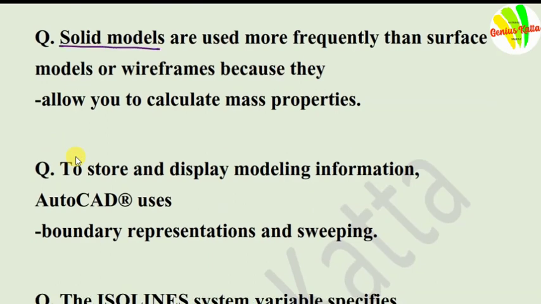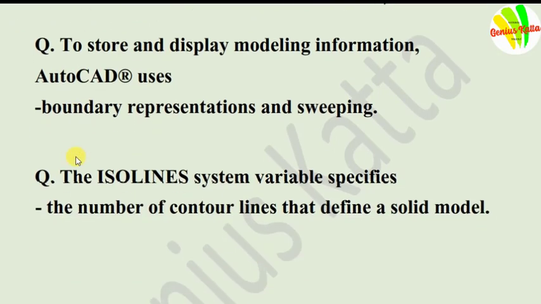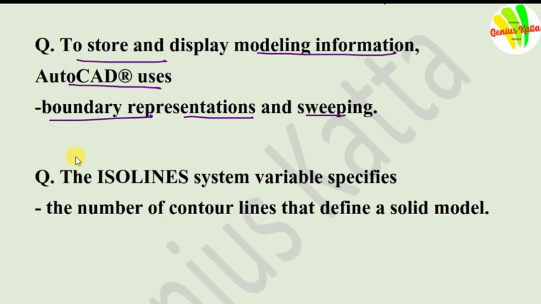Next question. Solid models are used more frequently than surface models or wireframe models because they allow you to calculate mass properties. That's why we use solid models rather than surface or wireframe models. Next question. To store and display modeling information, AutoCAD uses boundary representation and sweeping.